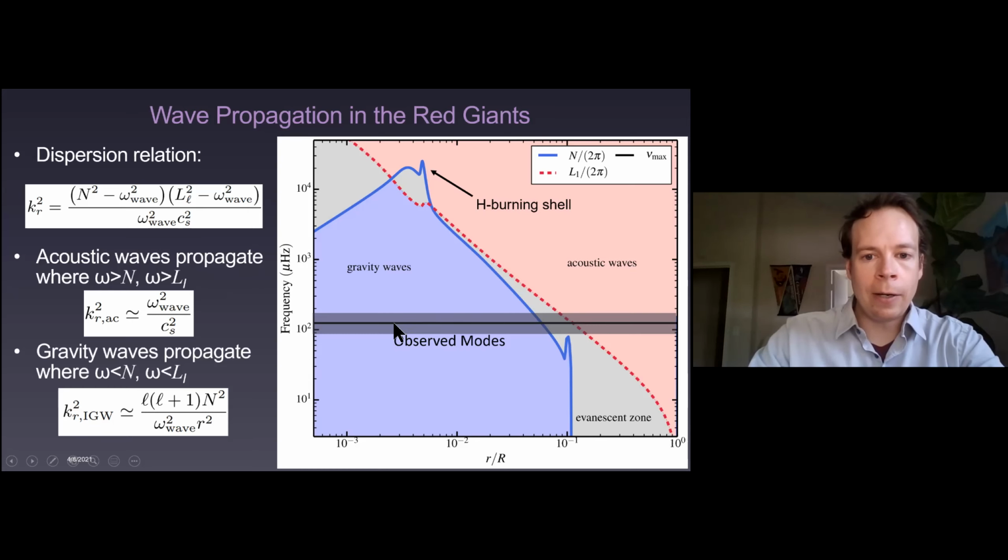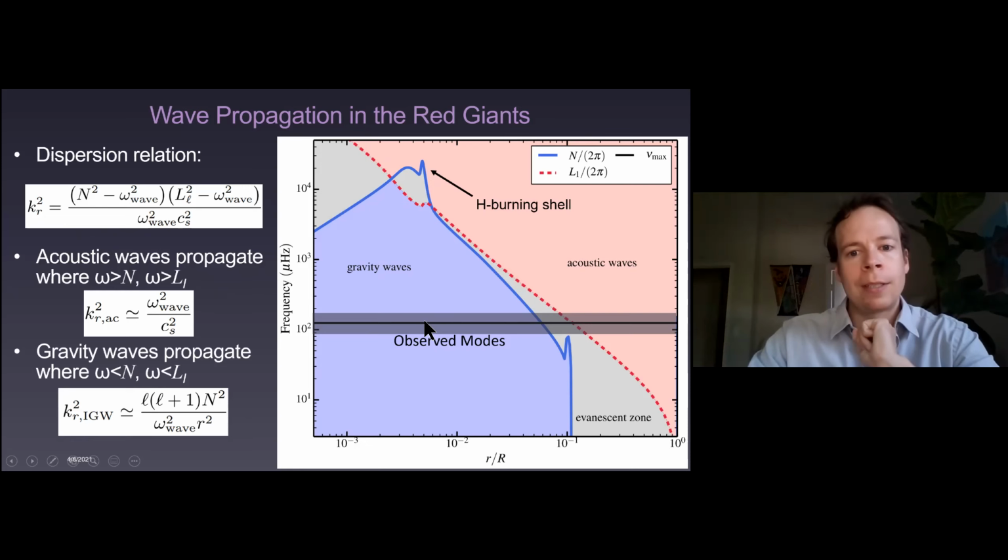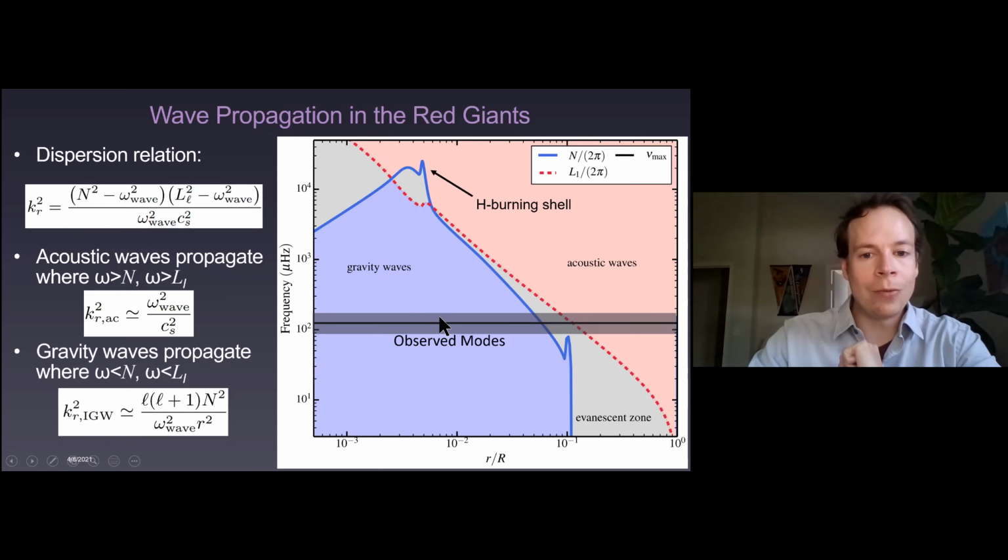But in the interior, that same frequency is smaller than both the Brunt and the Lamb frequencies. And in that regime, the dispersion relation reduces to that of internal gravity waves. And what's important here is that the wave number is proportional to the Brunt-Väisälä frequency. So what that means is at this spike in Brunt-Väisälä frequency, these waves have very, very short wavelengths. And that's actually going to be really important for understanding why these waves are good magnetic field detectors.